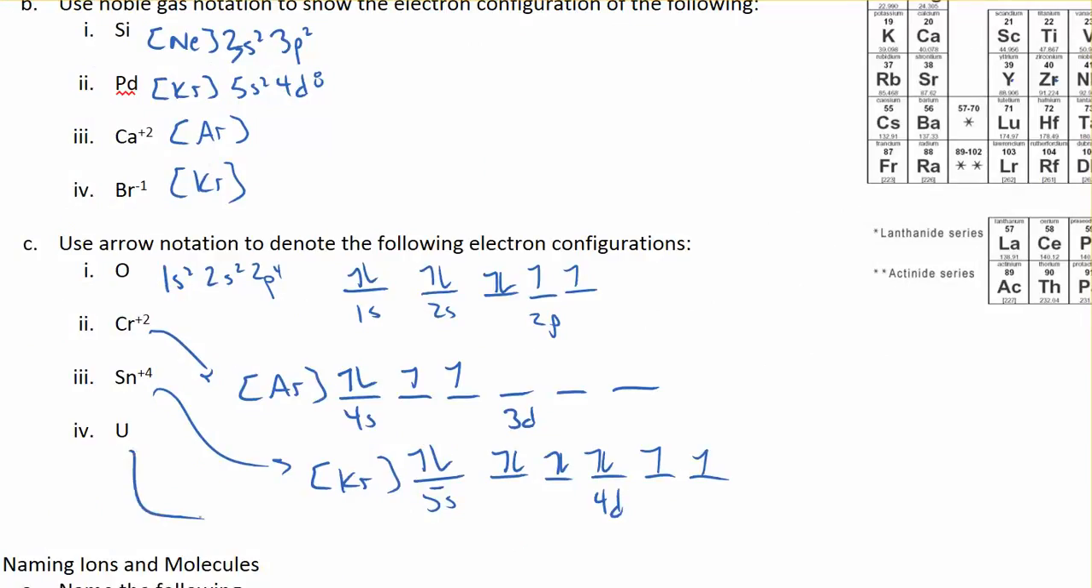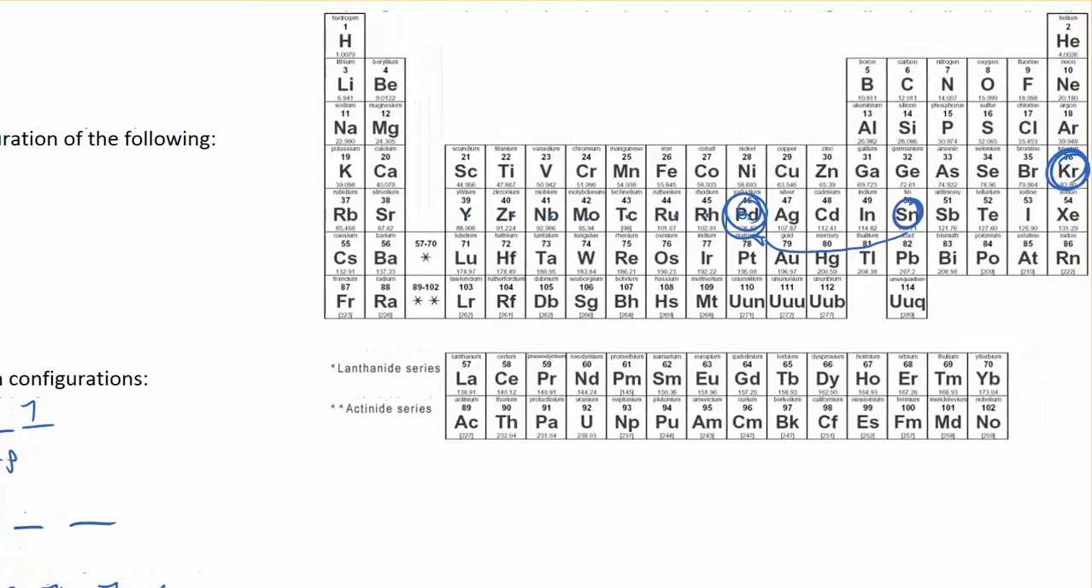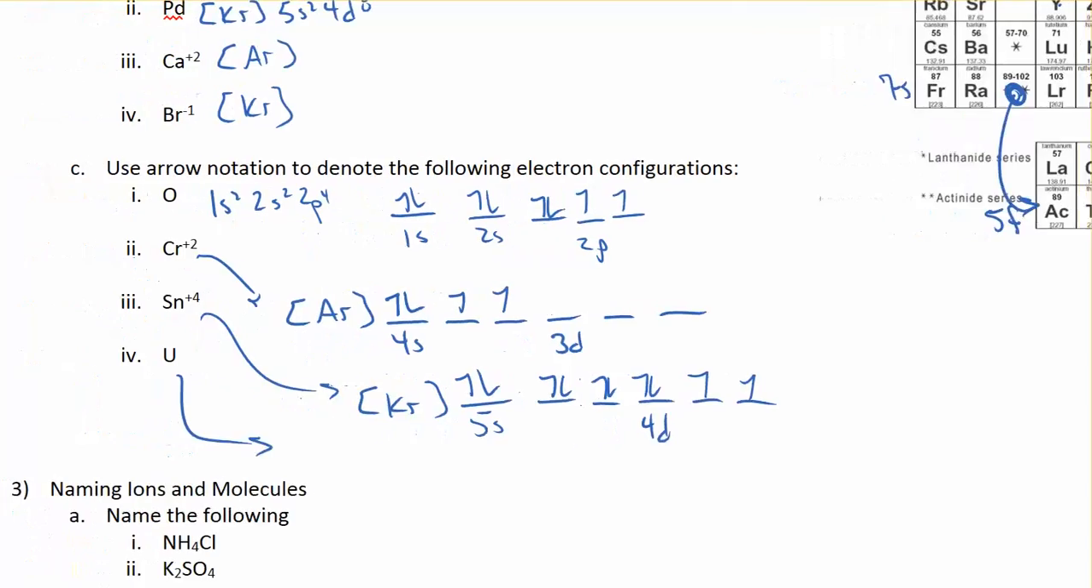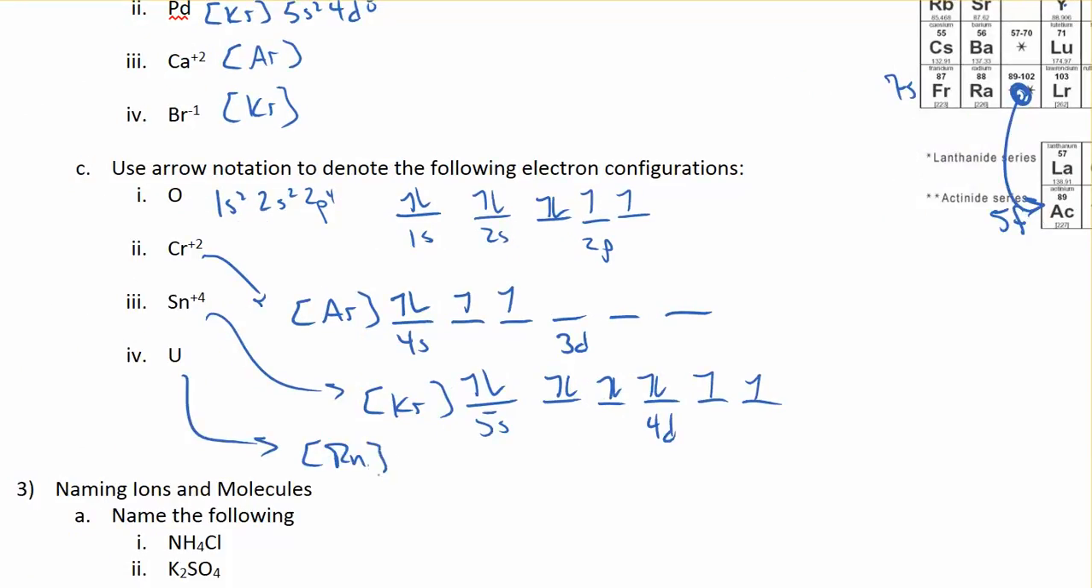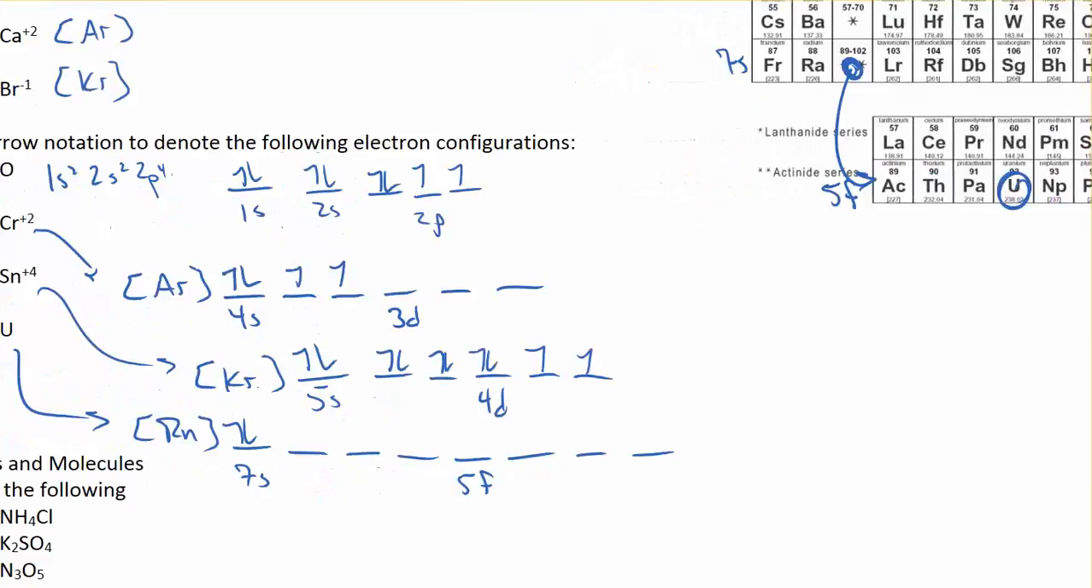Finally, I want to know the arrow notation for uranium. Here's uranium on the periodic table. Recall that this actinide series really fits in right here. So I'll use my previous noble gas, that's radon, add in some 7s electrons, and then some 5f. Remember, the f orbital is actually 2 levels behind the s and the p. So uranium will look like radon, plus 2 electrons in the 7s. Here's the 5f. Uranium will put 4 electrons in that 5f.